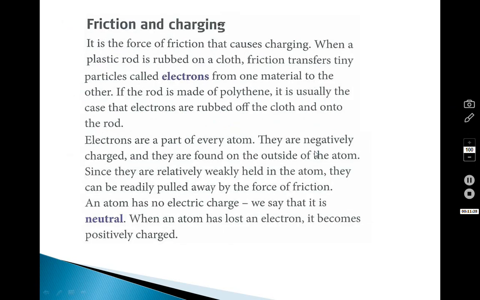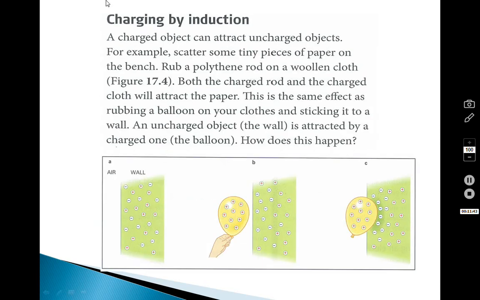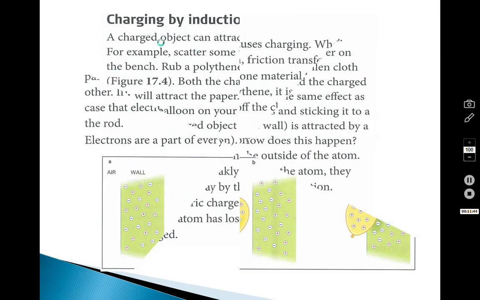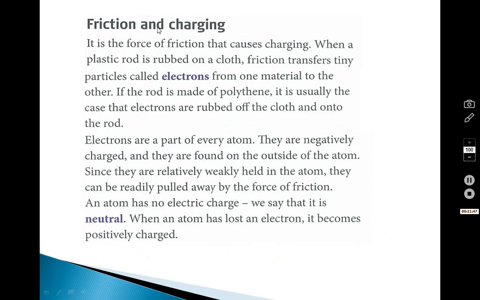Now we can look at charging an object. It could be charged in two ways, and we will discuss both: charging by friction and charging by induction.